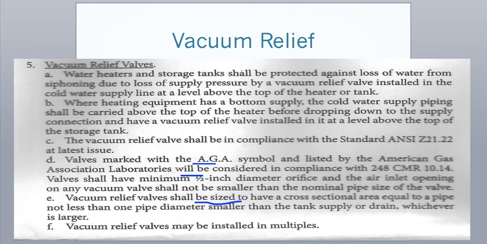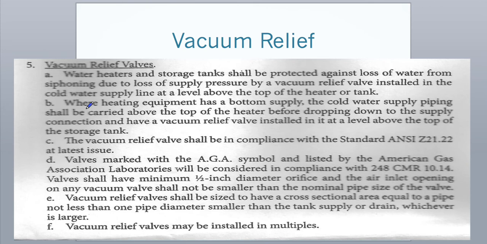Vacuum relief. Vacuum relief, water heaters. Water heaters and storage tanks shall be protected against loss of a water heater from siphonage due to loss of supply pressure by a vacuum relief valve installed in the cold water supply line at the level above the top of the water heater or tank.